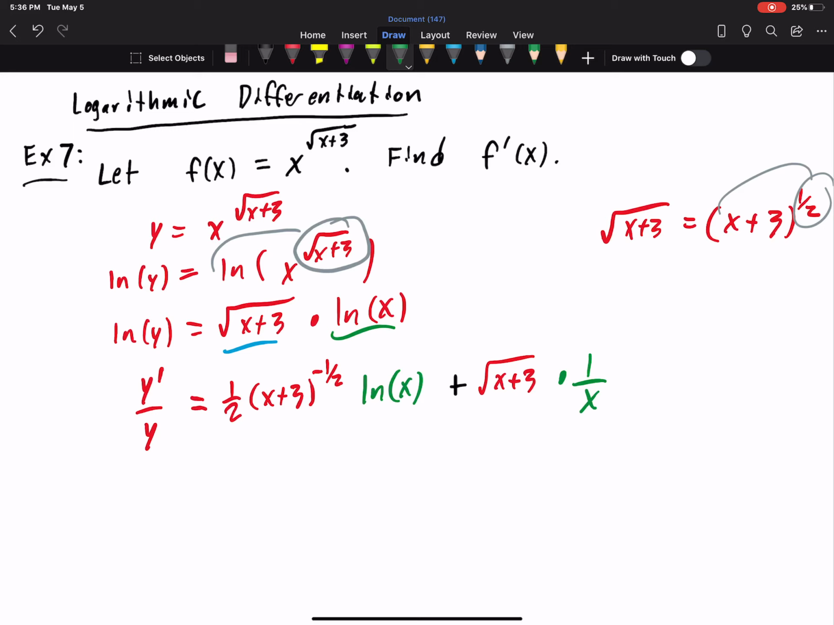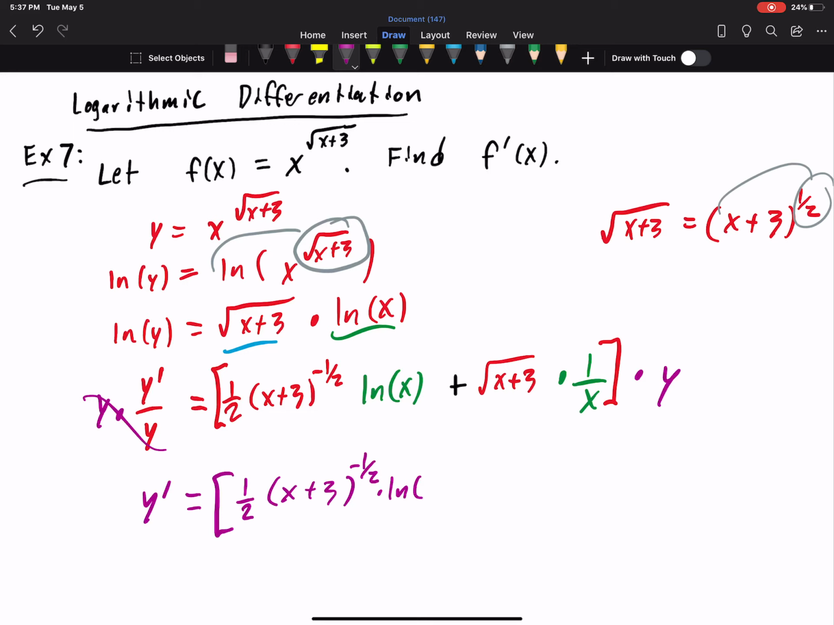So unlike the previous problems, we really can't simplify that, and we can't simplify that really either. So we're kind of stuck with what we got. So what we're going to do is put some big box brackets around this, because next step is what we always do, is we multiply both sides by y. Okay, so the y's cancel on the left, giving you y prime is equal to giant box of stuff to the minus 1/2 power times natural log of x plus square root of x plus 3 over x, because that's how fractions work, times y.